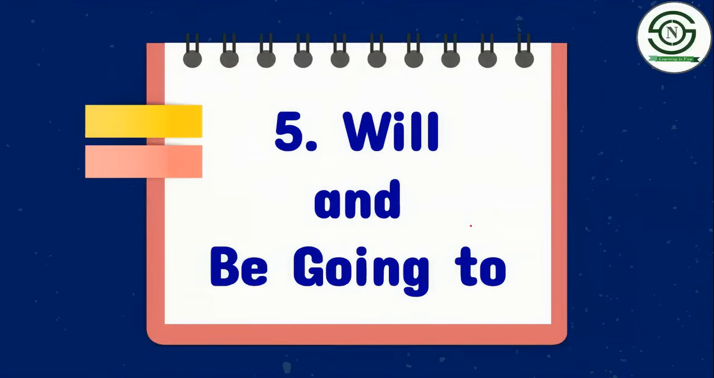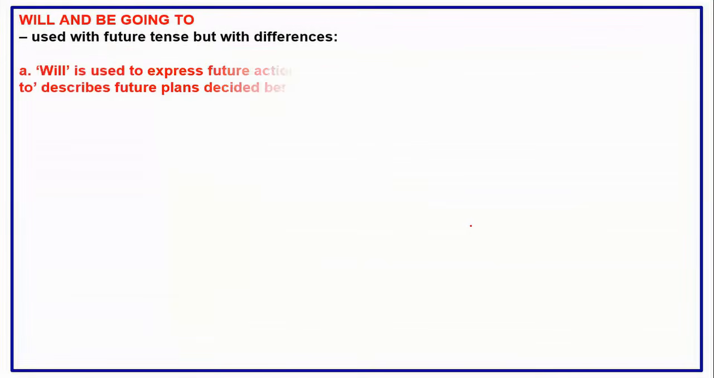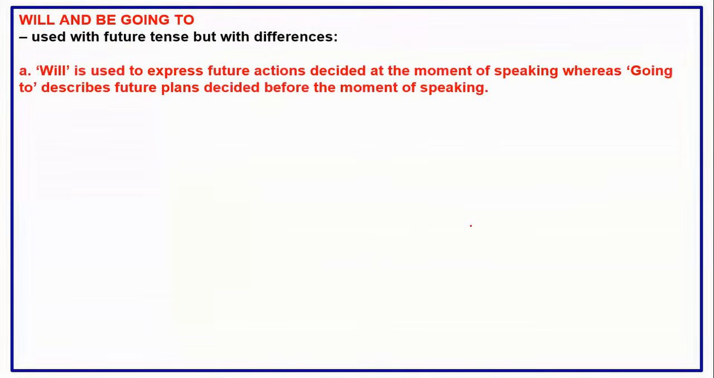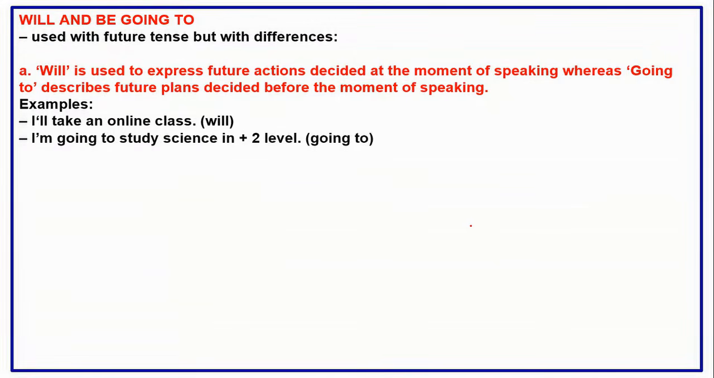Now finally we come to unit 5, will and be going to. The similarity is that both these words are used with future tense, but with differences. The difference is that we use will at the moment of speaking, when you are talking about a future action which is decided at the moment of speaking. Going to is also used for a future plan, but it is already decided before the moment of speaking. Okay, and then I will take an online class. At the moment of speaking, I decide.